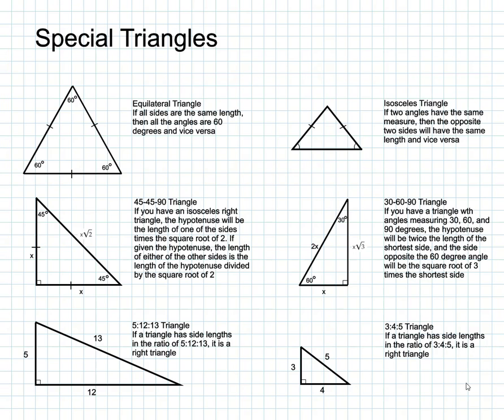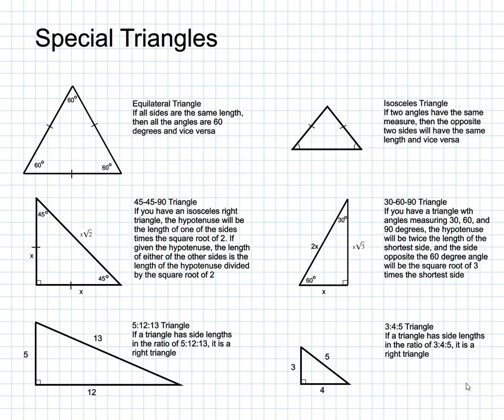An isosceles triangle has two sides the same length and two angles the same measure. So if you're given a triangle that has two angles of the same measure, you should know that their opposite sides are going to be the same length. Likewise, if you're given a triangle with two sides the same length, you should know that their opposite angles are going to be the same measure.